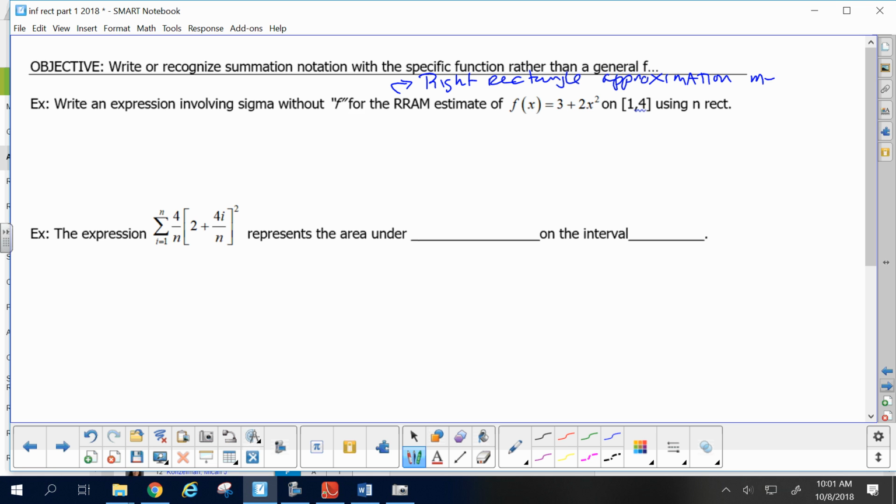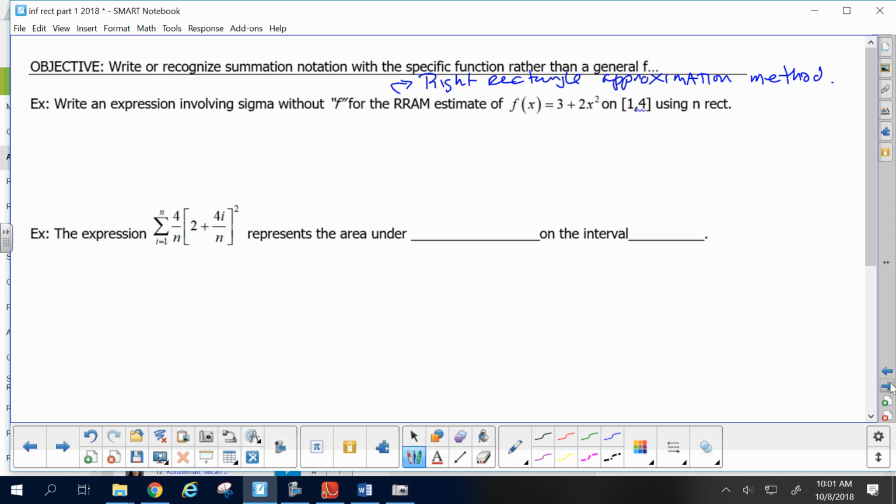It is not a notation you'll see on the AP test, but it is a notation you'll see in many textbooks, not ours. Okay, right rectangle approximation method. RRAM is right, LRAM is left, MRAM is midpoint. I don't see a lot of URAM, and they definitely don't use LRAM for lower. If you see LRAM, it's left, not lower. Okay, so let's go here.